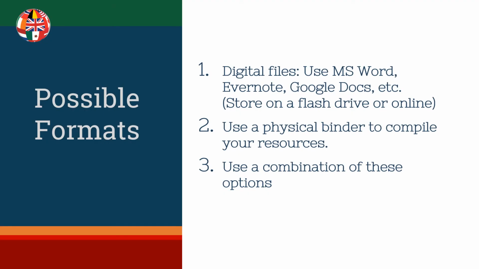There are a variety of possible formats that you can use to gather the information for your research reference guide. And as mentioned before, find the format that works best for you. One example would be digital files. You could use Microsoft Word or Evernote or a Google Doc to gather the information. This could be stored on a flash drive or online in the cloud. You could also print the information and use a physical binder to compile your resources, or use a combination of both of these options.